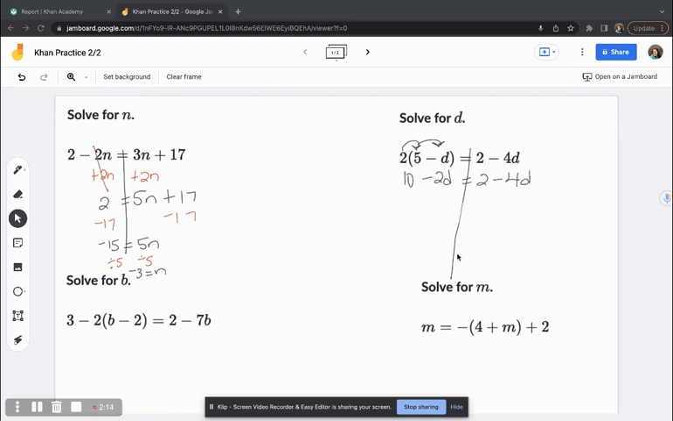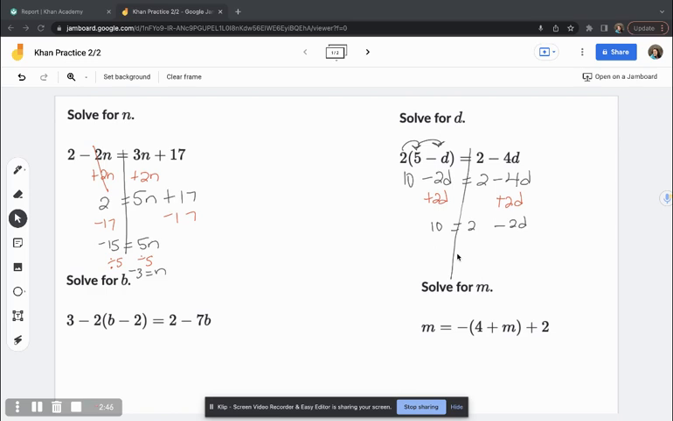And again, I have variables on both sides here. So I'm either going to cancel out the negative 2d or the negative 4d. It does not matter which one you choose to cancel out. So let's say I cancel out the 2d. So I'm going to add 2d to this side, and then I'm going to add 2d to the negative 4d because they are like terms. So this is going to leave me with negative 2d, and I'm dropping everything else down.